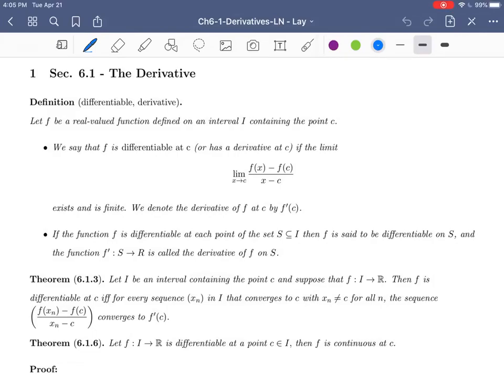In this video, we're going to start taking a look at some calculus concepts. In particular, we are going to look at the derivative. So let's take a look at our definitions, things that we are familiar with from our calculus days.